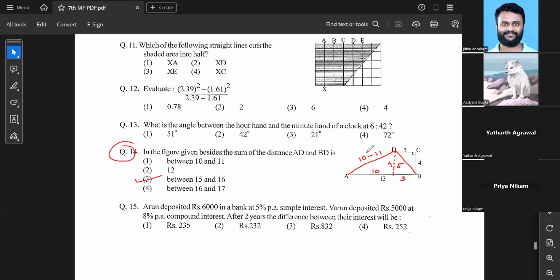Sir, it should be the first one. Maybe. No. The first one is only for AD, right? What they're asking is AD plus BD. So BD is 5. AD is between 10 and 11. So when you add 5 to it, this becomes between 15 and 16.